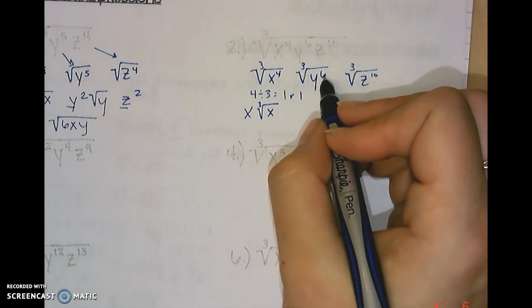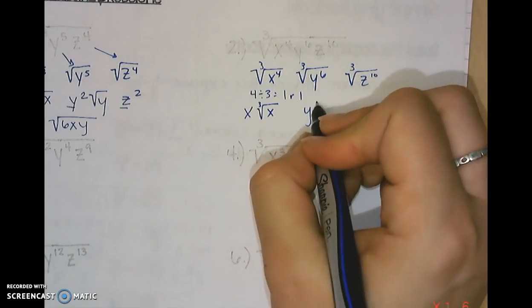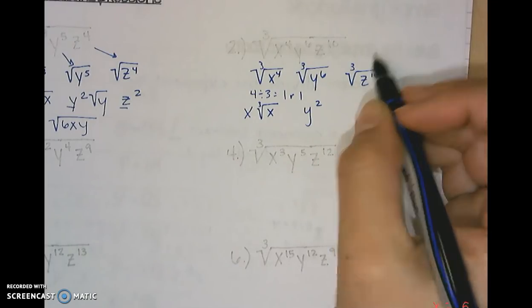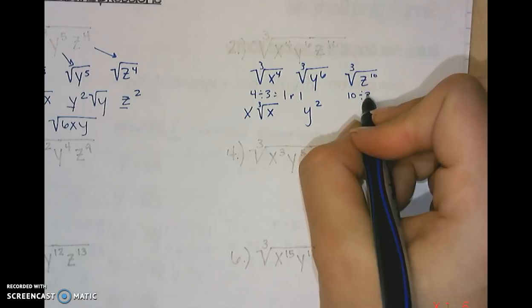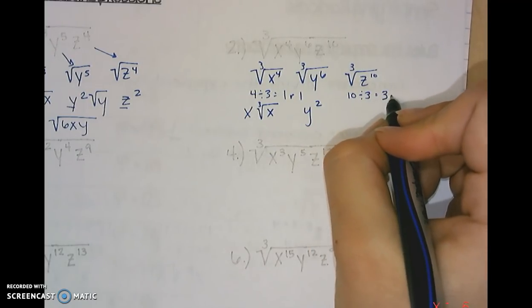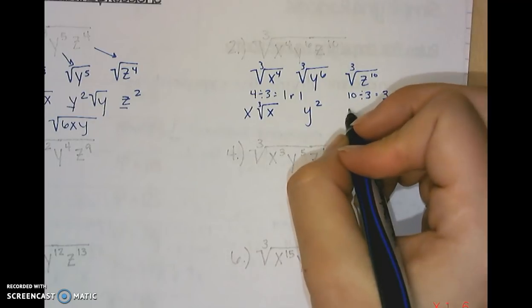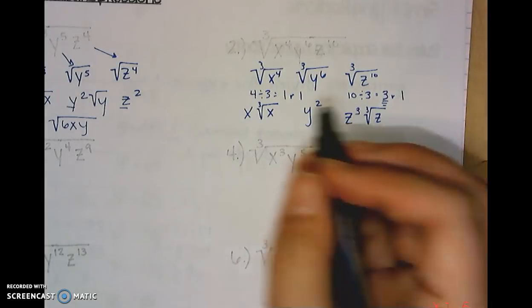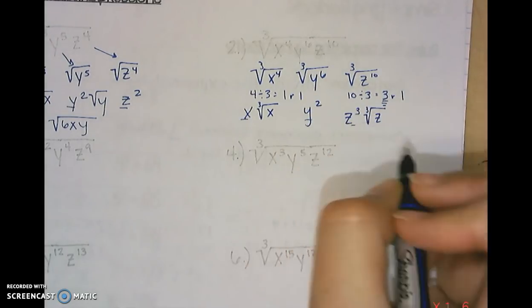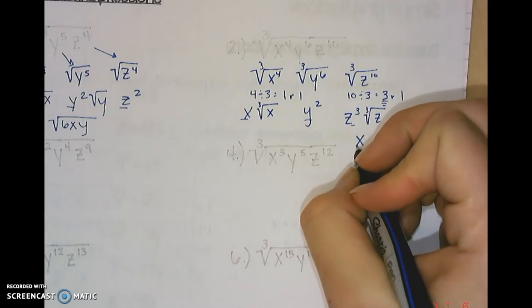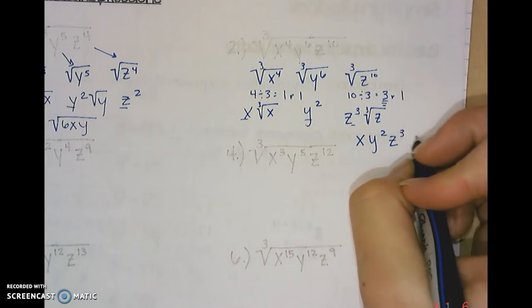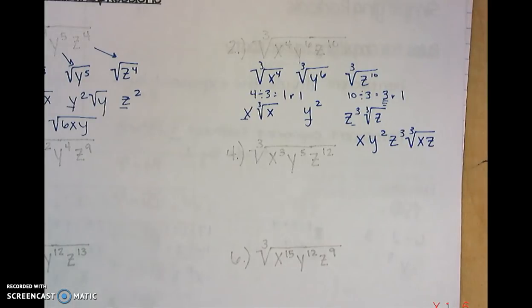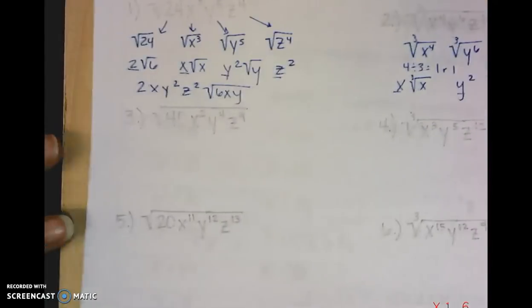All right, this 6 and 3, 6 is a multiple of 3, so I just divide those. 6 divided by 3 is 2, so y squared. 10 is not a multiple of 3, so I'm going to take 10 divided by 3, and that goes in there 3 times with a remainder of 1. So z to the 3rd goes on the outside, and then I'm left with 1z on the inside. So now I'm going to put those all together. So outside, outside, outside. So let me write it over here. So x, y squared, z to the 3rd, cube root of x, z. Okay? All right, number 3.